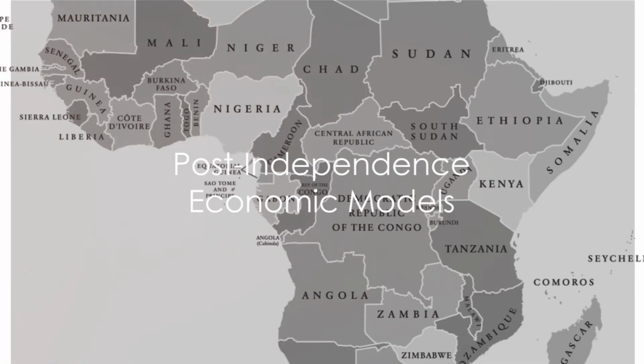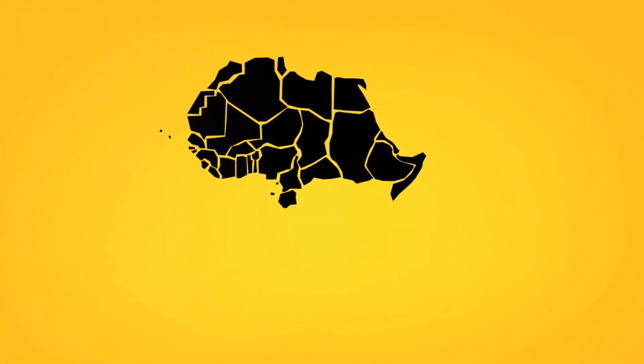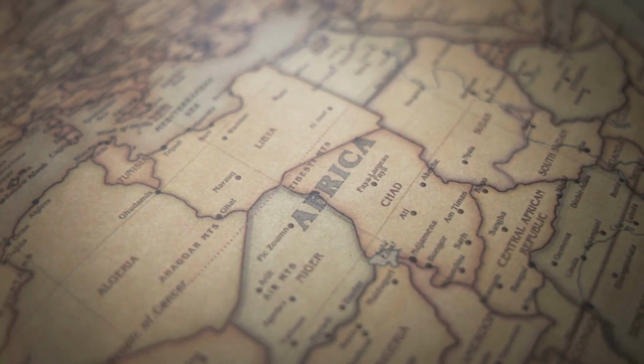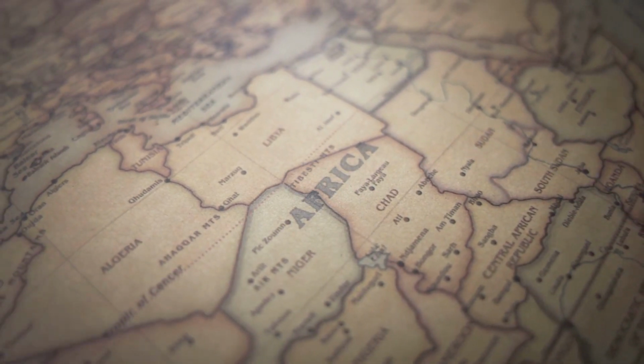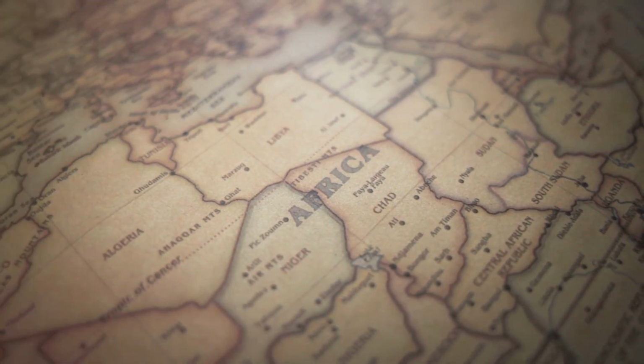Post-independence, many African countries adopted socialist economic models, with the state controlling key industries. The aim was to break free from the exploitative colonial economic structures. However, these models often led to inefficiencies and corruption, hindering economic growth.